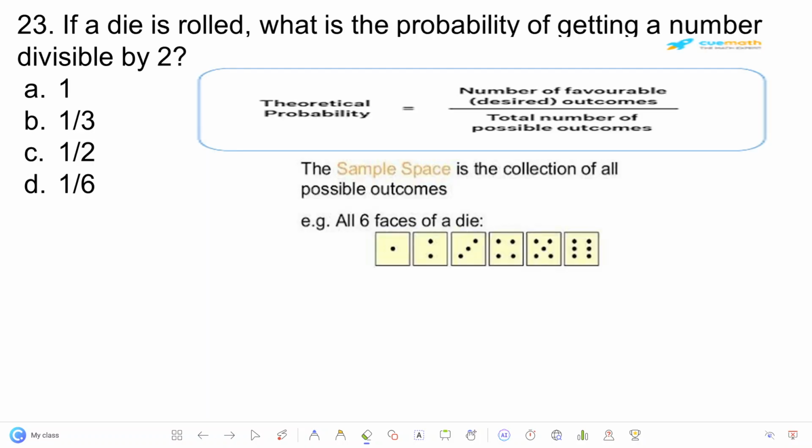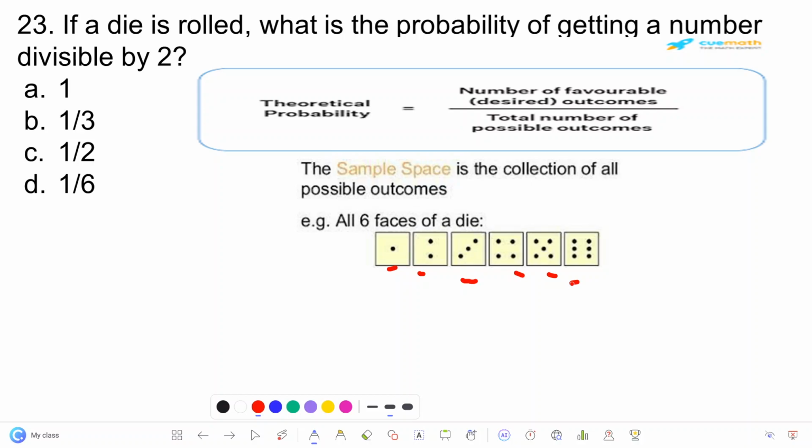Okay? So, ito ang sample space dito. Ito yung dice kapag binuo mo, meron kang 1, 2, 3, 4, 5, 6, hanggang 6 na faces. Okay? Dahil ang isang dice or isang die ay may 6 faces. That is from 1 to 6.